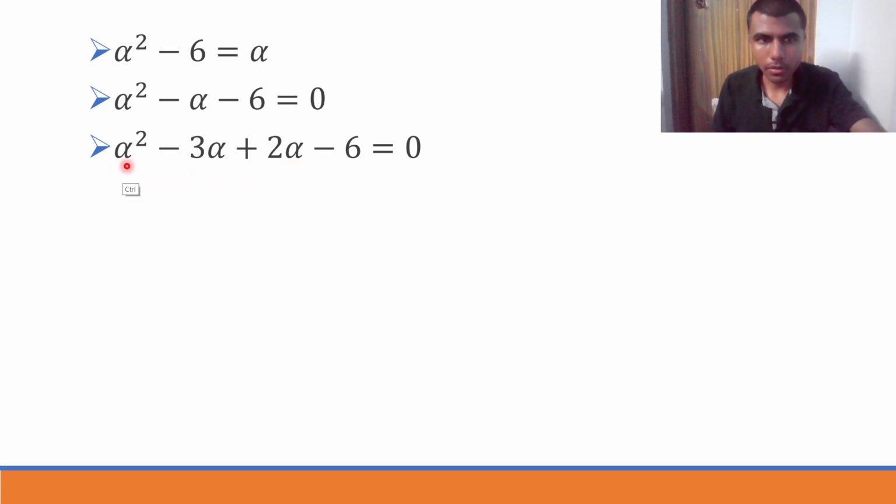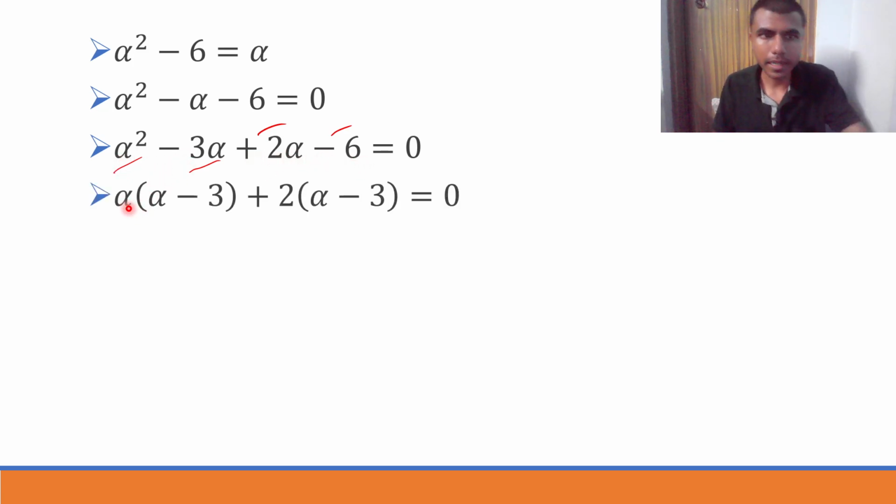In these two terms, alpha square and minus 3 alpha, I can take alpha common. In these two terms, 2 alpha and minus 6, I can take 2 common. If I take alpha common, I get alpha into alpha minus 3. See, 1 alpha I took out, so 1 alpha is there inside, and alpha is taken out, so minus 3. Next I am taking 2 common, so 2 into alpha minus 3, because 6 is 2 into 3. Once 2 is taken out, 3 remains.